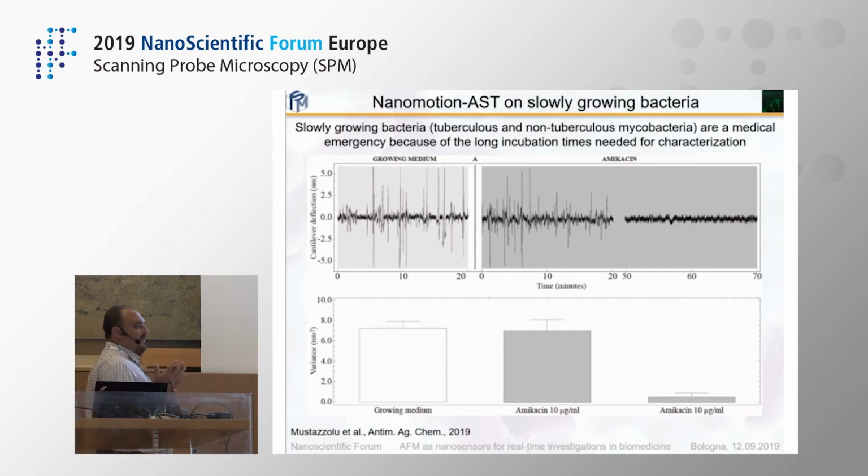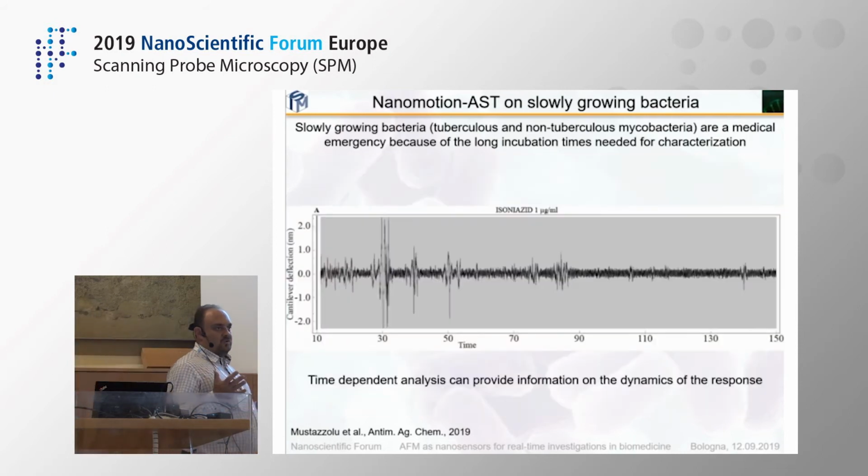Also, the cantilever and the nanomotion sensor, as a correlation, has the ability to study not only if the bacteria has died, but what happens in between the exposure to the antibiotic and the death of the bacteria. And so we can see how the metabolism of the bacteria responds to the antibiotic pressure.